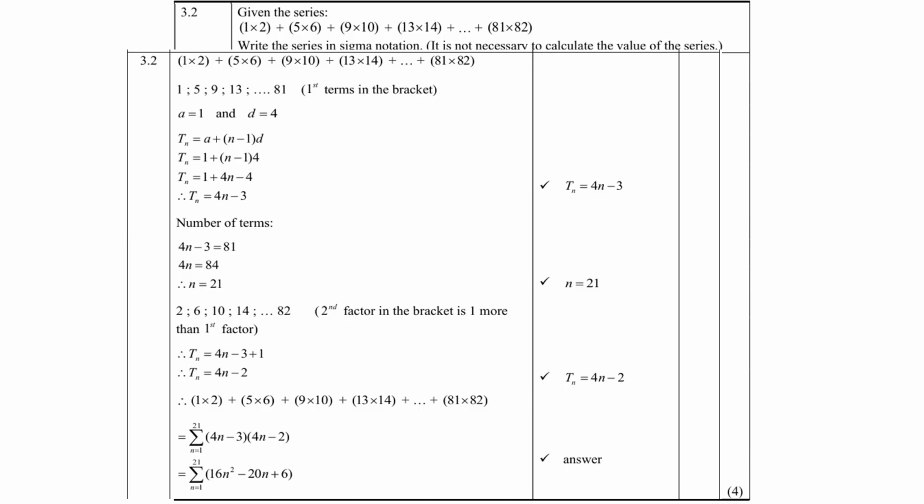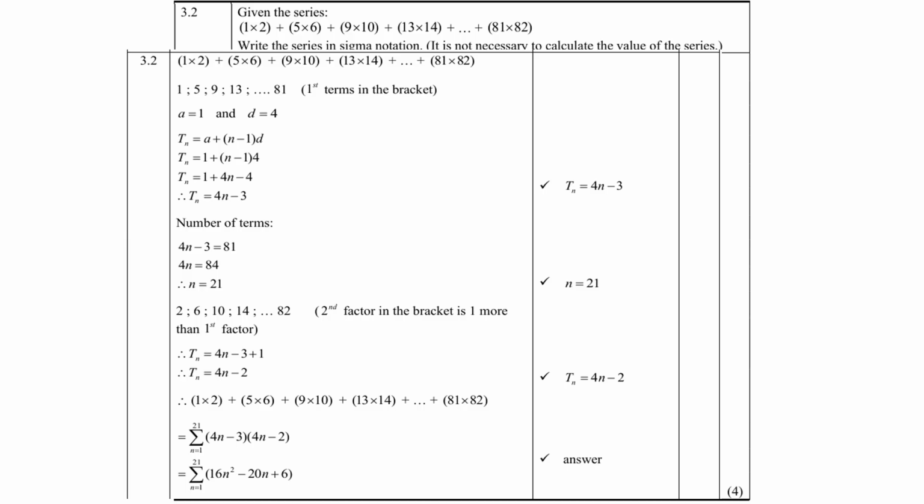So please bear in mind when we solve this problem. Remember, you must write this in sigma notation. And we all remember what we mean by that. So if you look at the first numbers in each bracket, 1, 5, 9, 13, 81, it forms an arithmetic sequence where a is 1 and d is 4. So if I use the formula for arithmetic, Tn equals a plus (n minus 1)d, I will get eventually Tn equals 4n minus 3. Remember, I need to do this because I need to complete the sigma notation.